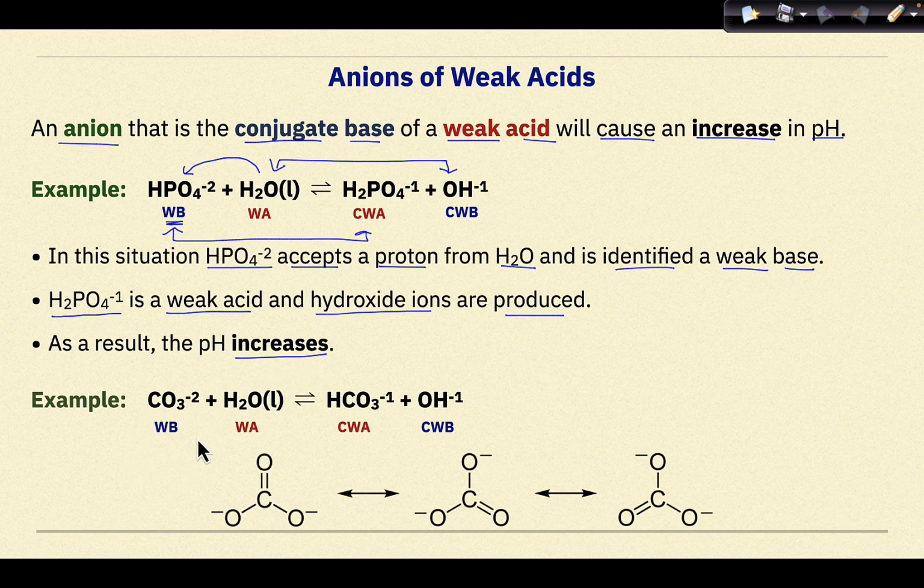Let's look at another example. Here we have the carbonate ion, CO3-2, reacting with water to form the hydrogen carbonate ion and hydroxide ions. Water is donating a proton to the carbonate ion. As a result, we form the hydrogen carbonate ion and hydroxide ions. As soon as we see this hydroxide ion right here, we know that the pH is going to increase and the solution is going to become more basic.